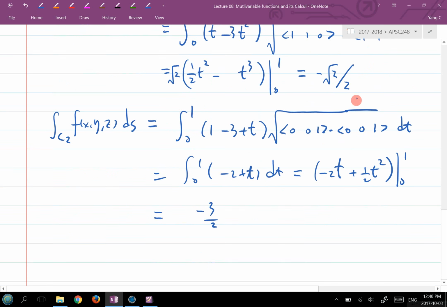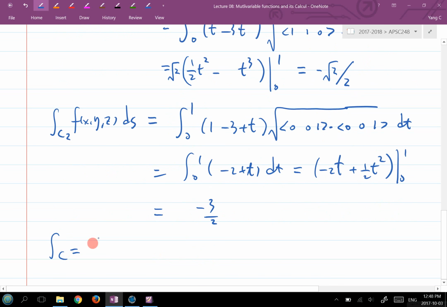Finally, your total line integral is negative root 2 over 2 minus 3 over 2. Okay. So that's the typical kind of question for piecewise line integral, right?